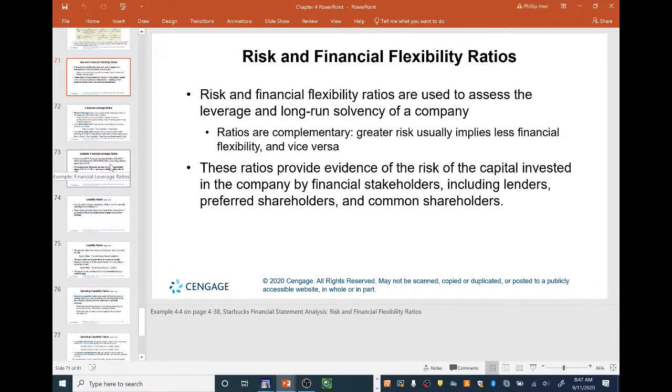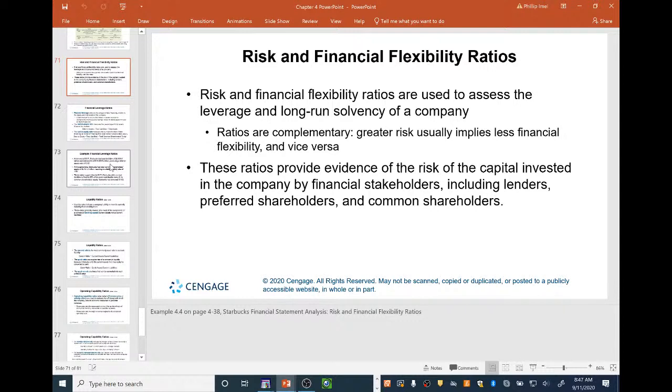Risk and financial flexibility ratios. These are going to be used to assess the leverage and long-run solvency of a company. What's the solvency of a company? How financially sound a company is, right? How solvent it is, right?